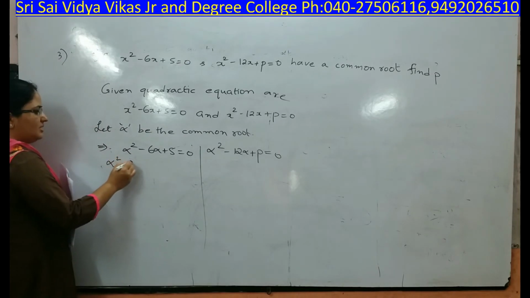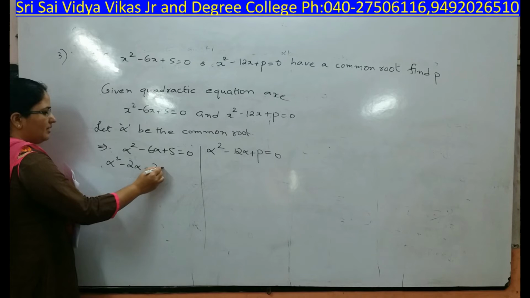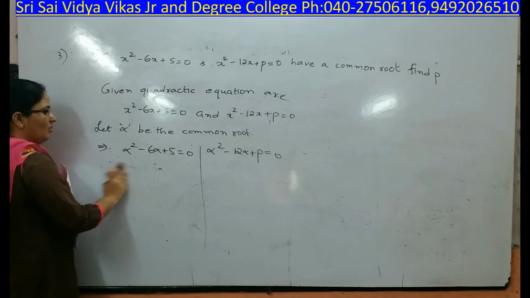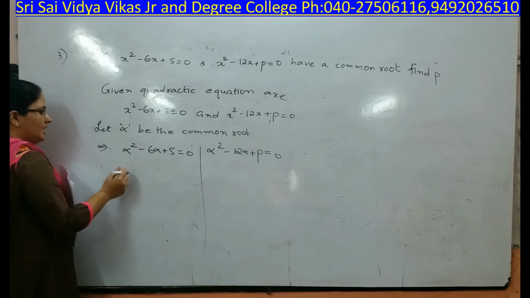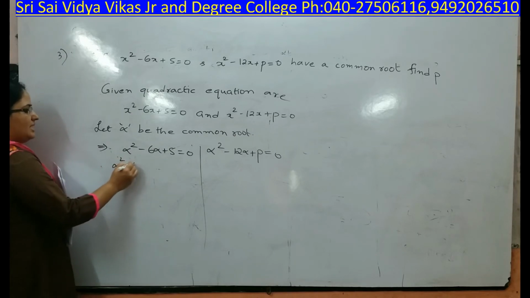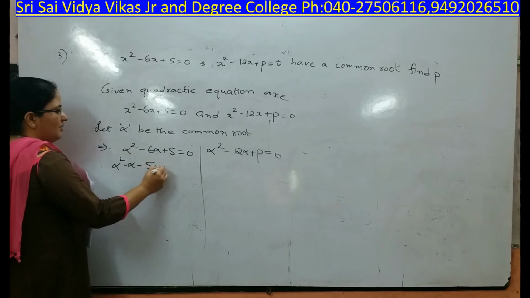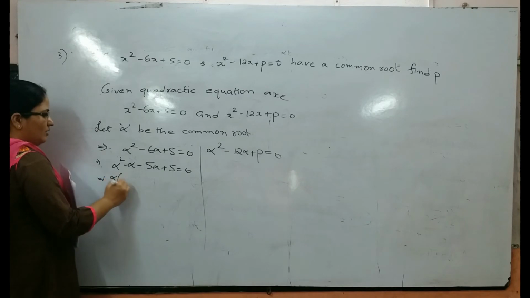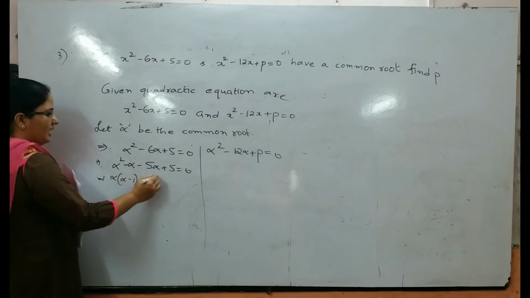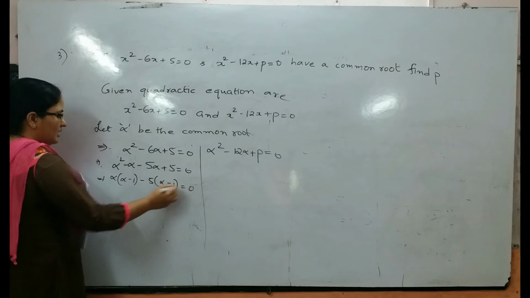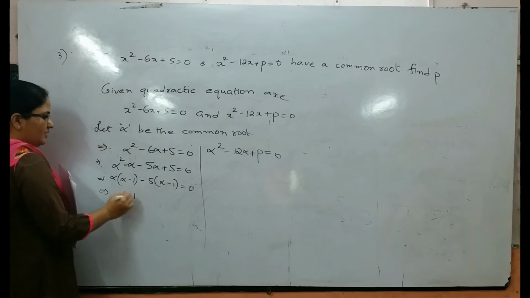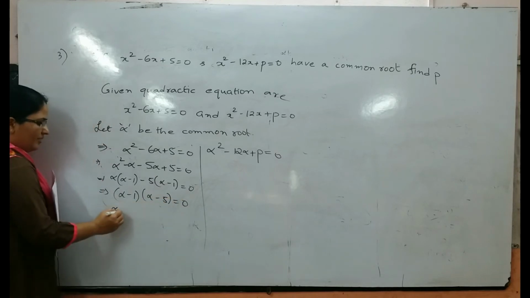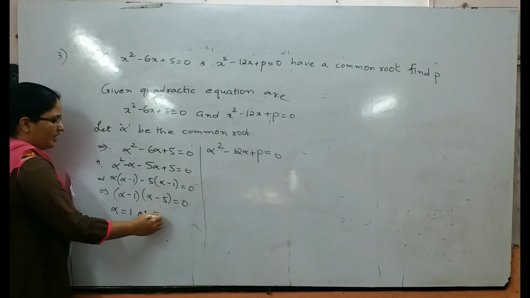Alpha square minus 2 alpha minus 3 alpha. No, because here 1 into 5 is 5. You need to take in terms of 5. Alpha square minus alpha minus 5 alpha plus 5 is equal to 0. So, alpha into alpha minus 1 minus 5 into alpha minus 1 is equal to 0. Alpha minus 1 you take common, you get alpha minus 5 is equal to 0. So, alpha is equal to 1 or alpha is equal to 5.